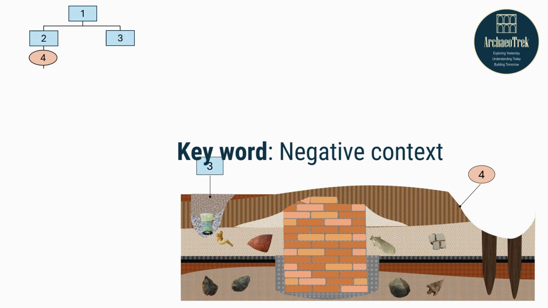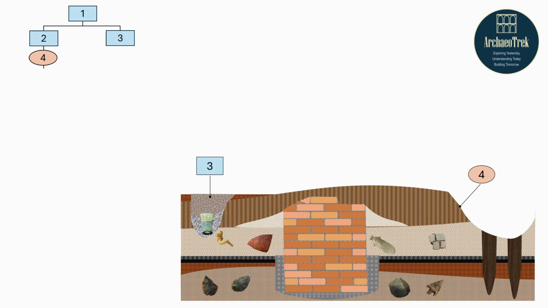Context 4 is what we call a negative context. It does not represent the accumulation of soil; rather, it reflects a human action, the digging of a cut. It must therefore be recorded as a distinct stratigraphic unit. To ensure that negative contexts are visually distinguishable, they are labeled using a different shape, in this case an oval.